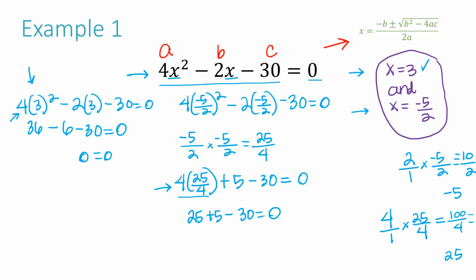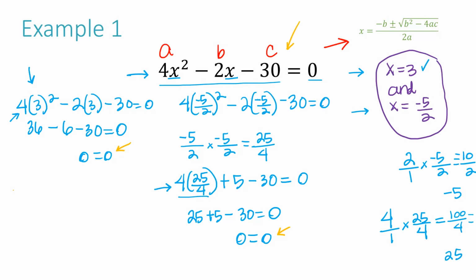If I have 25 and I add 5 to it, I get 30. And then if I have 30 and I take 30 away, I get 0. So 0 does equal 0. So that was correct. But now to prove to you that these are the only two answers that would work for this particular equation, I'm going to plug in a different number. I'm going to plug in a number that's not 3 and a number that's not negative 5 over 2 to show you that it's not going to result in your equation being balanced, meaning it's not going to result in 0 equaling 0 like these two answers resulted.